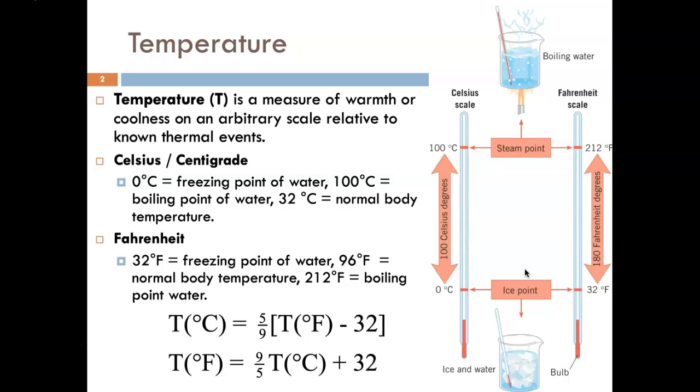So temperature is a measure of the warmth or coolness, as you know. Celsius, we've got 0 degrees is freezing, 100 degrees boiling, and 32 degrees is normal body temperature. With Fahrenheit, as you can tell, we have a little formula that links both of them. So if you have a number in Fahrenheit, you'd subtract 32 and times it by 5/9. And if you have a number in Celsius, you would times it by 9/5 and then add 32 to get your Fahrenheit. So you need to know that conversion.